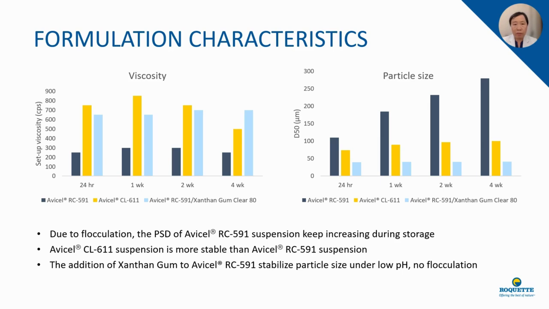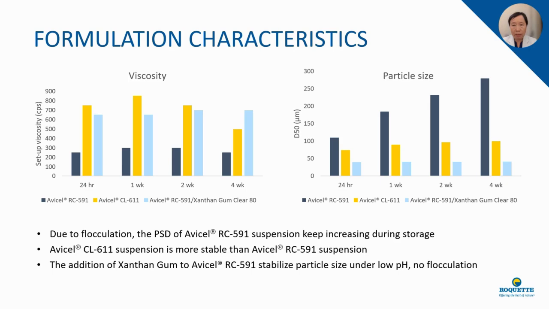In the figure on the right, the D50 particle size of the RC591 suspension keeps increasing over time, further suggesting progressive flocculation during storage. On the other hand, the formulation with Avicel CL611 showed good stability, maintaining consistent viscosity and particle size across all time points.